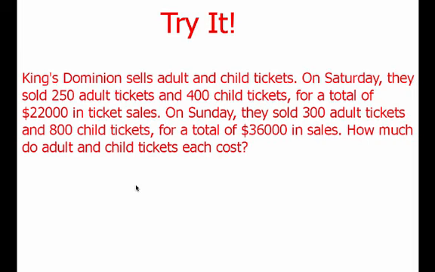Now you know how to solve a word problem using systems. So your try it problem says, King's Dominion sells adult tickets and children's tickets. On Saturday, they sold 250 adult tickets and 400 child tickets, for a total of $22,000. On Sunday, they sold 300 adult tickets and 800 child tickets, for a total of $36,000. How much do adult and children tickets each cost? So you need to set up a system and solve it for this problem.